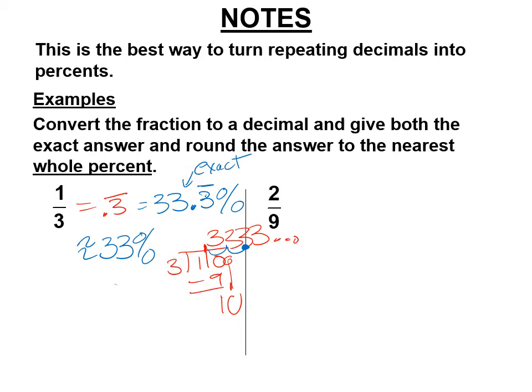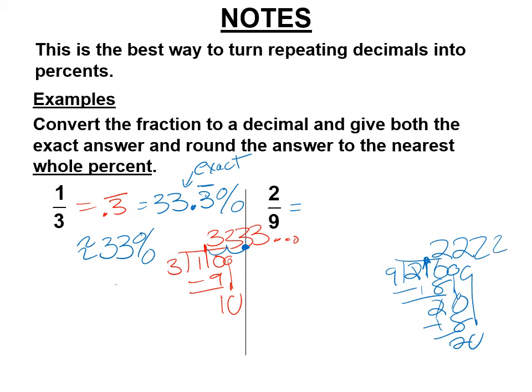Let's do another one, 2/9. All right, so 2/9 is one of those repeating decimals. 9 doesn't go into 2, so we put the decimal point straight up. 9 goes into 20 twice. 2 times 9 is 18. Remainder 2, bring down a 0. 9 into 20 goes twice. 2 times 9 is 18. Remainder 2, and so on. So this is 0.2 repeating.